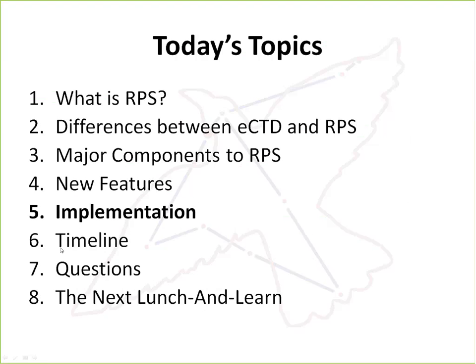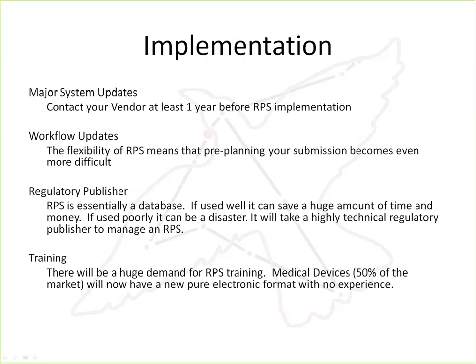So let's talk about implementation. The major system updates. So this is just general advice based on the history of the FDA as they have changed, integrated new technology. So you'll want to contact your vendor at least 1 year before RPS implementation. If you have an internal publishing system, you will absolutely need to upgrade it. It will not be compatible with eCTD. You'll need to upgrade your workflows.